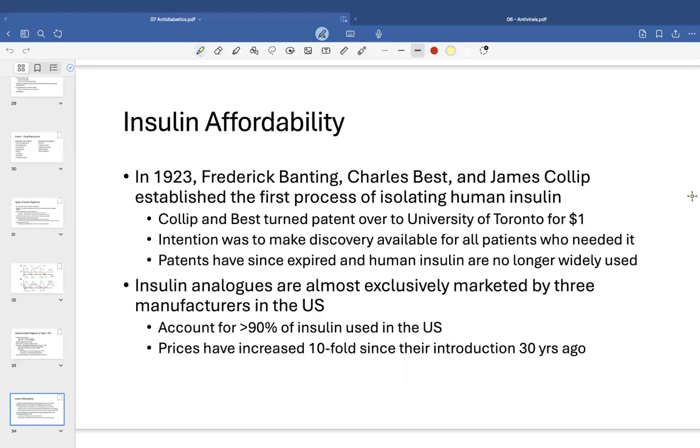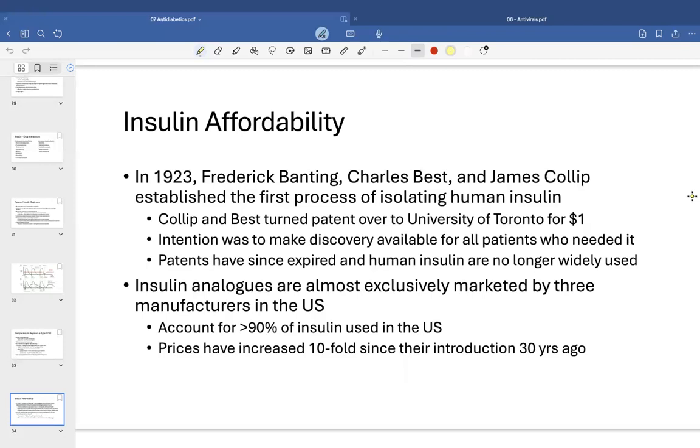A couple of slides here on insulin affordability. I think it's quite relevant. So, when this was discovered, 1923 was when the first process of human insulin was established. Basically, they isolated human insulin, and they found a way to do that. These researchers, Collip and Best, turned the patent for that process over to the University of Toronto, an academic institution, for $1.